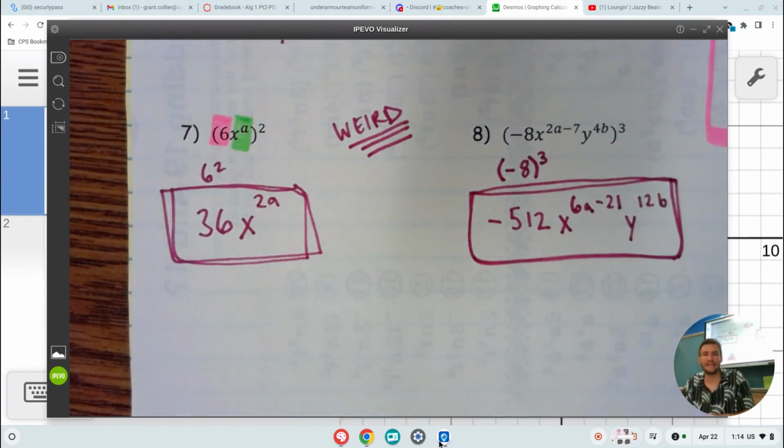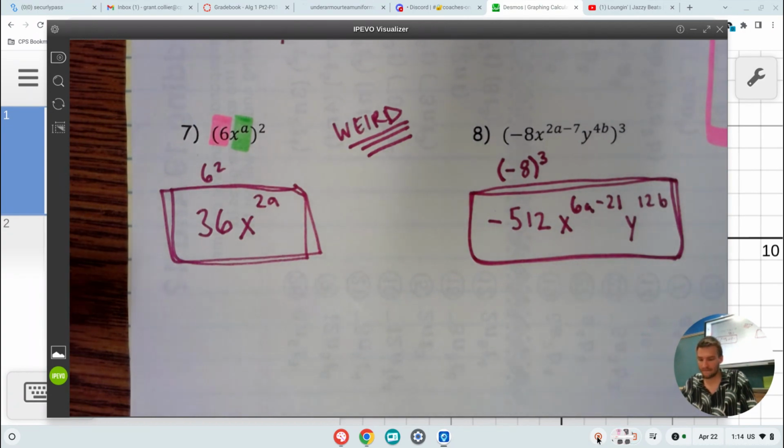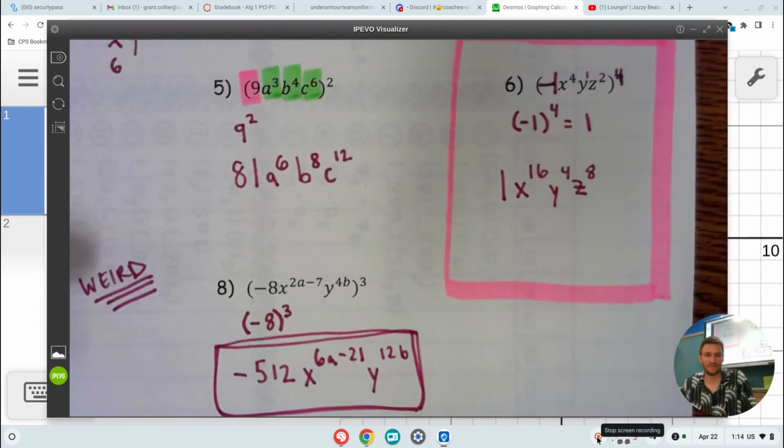But the bottom line is, when it comes to the numbers out front, use exponents. When it comes to the letters, use multiplying. It's not that tough. Here's the answer to number 6 if I move too fast.